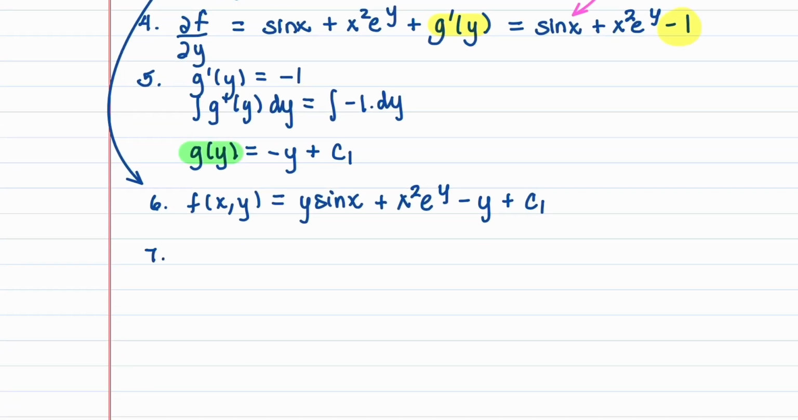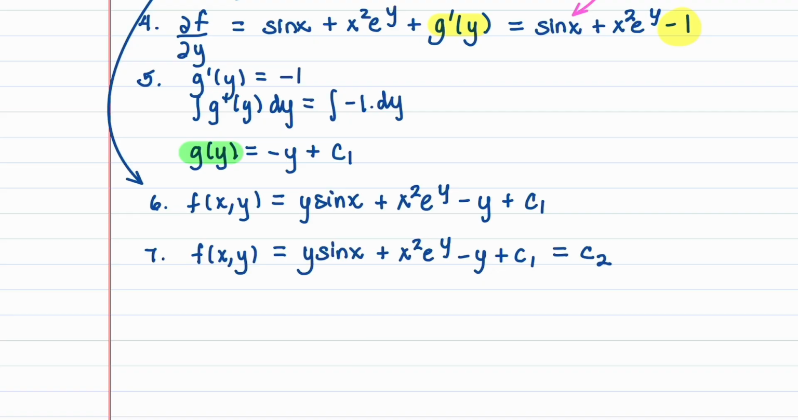Now we're going to go ahead in step 7 and find our final solution. We are going to take f of x y that we just found in step 6, y sine x plus x squared e to the y minus y plus c1, and we're going to let that equal an arbitrary constant because that's the solution to an exact equation. Let's now combine these constants. Let's let c be c2 minus c1, and we can rewrite this as y sine x plus x squared e to the y minus y is equal to c.